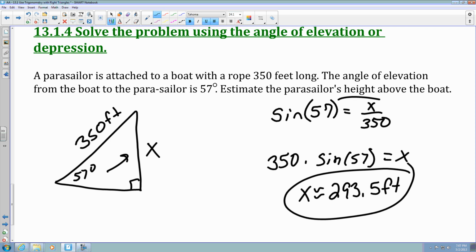And that is being able to use trigonometry with right triangles. Hope this helps.